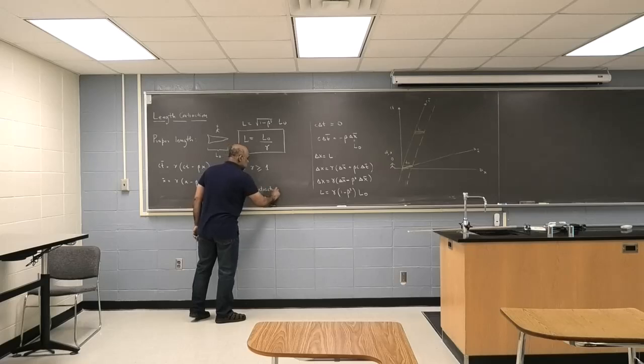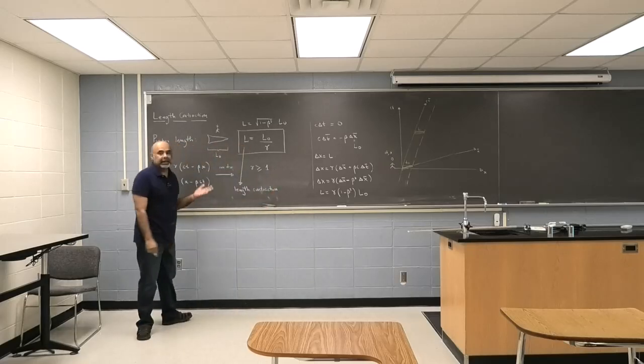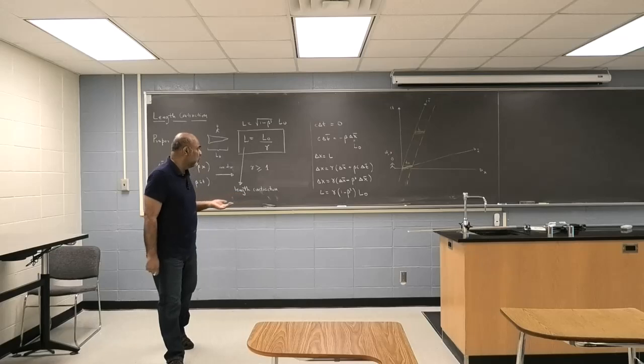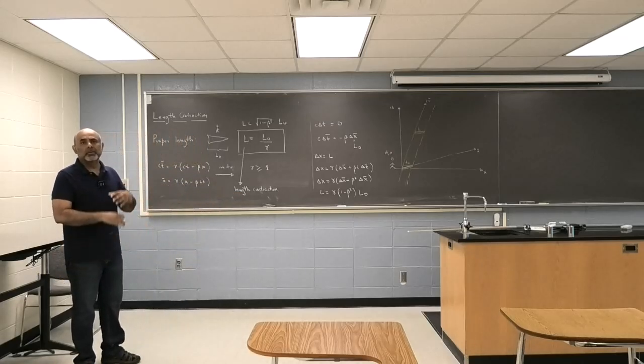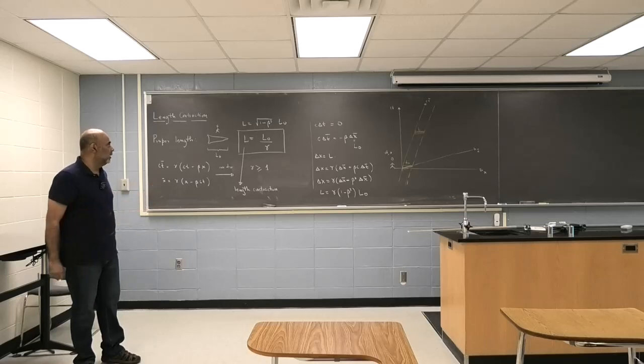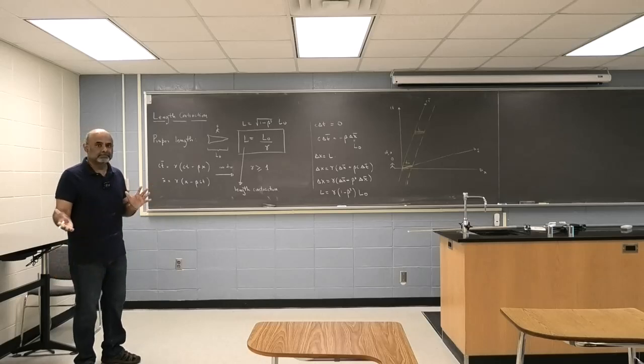So we've seen time dilation and length contraction. We're going to move on very quickly. In the next lecture, we're going to talk more about the Lorentz group, and we're going to be very abstract. Any questions?